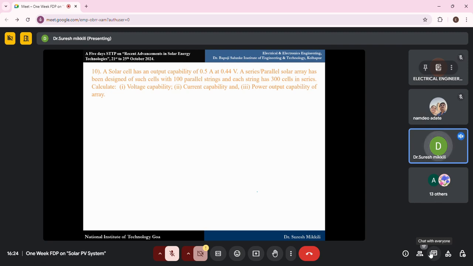Total amount of voltage will be what? Suppose you consider a string, how many cells are there? 300 cells are there. Voltage across all 300 cells will be how much?